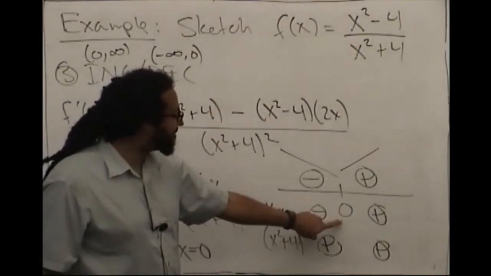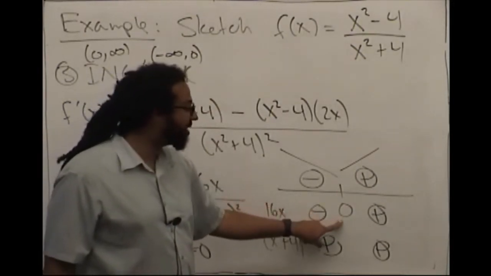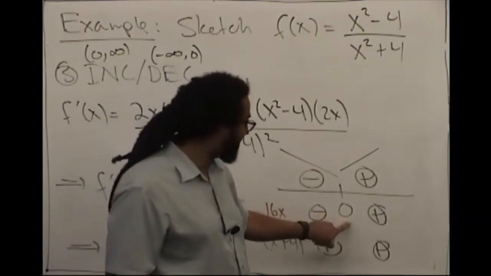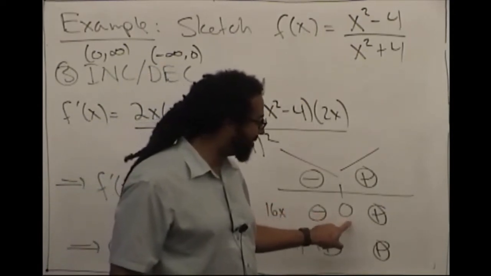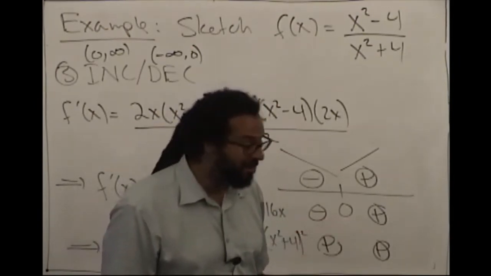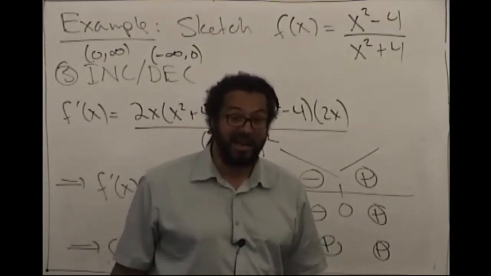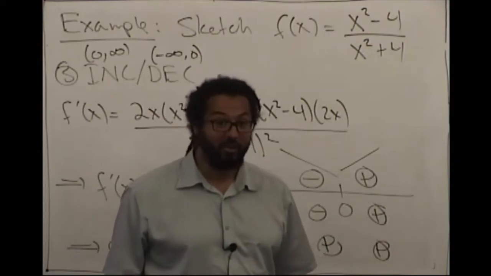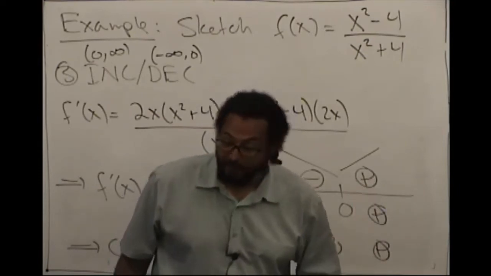And remember, f of 0 is negative 1. So we already know the y value of this critical point; we found that when we found the y-intercept. Now we want to check concavity, and once we do that, we'll be ready to sketch the graph of this function.